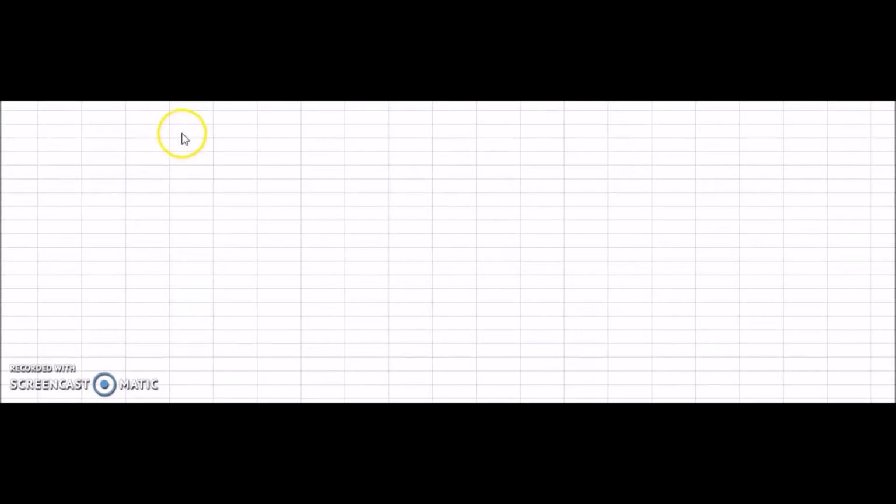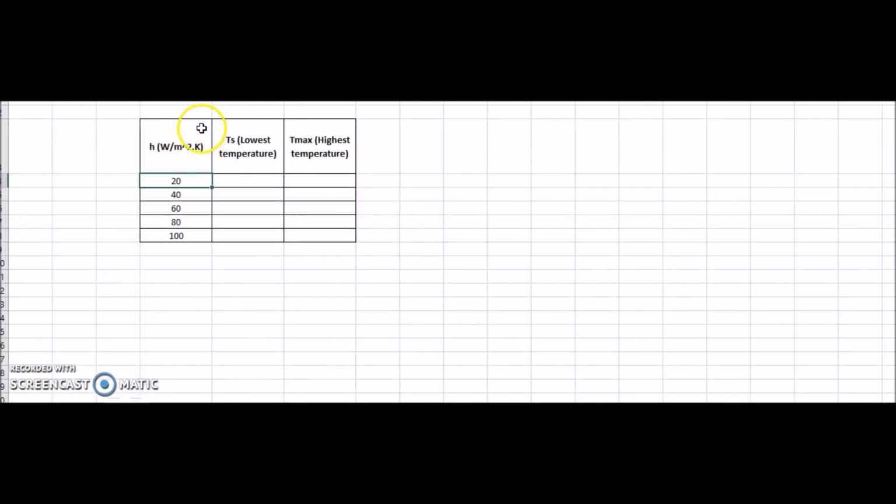So this is for the second part. First, we have to know the H value, our parameters. We have to set the H values, which are these values, which you can see from 20 up to 100 with an interval of 20 in between. So these are the H values we have set, and these are the values that we have to calculate later on, which are the lowest temperature and the highest temperature.